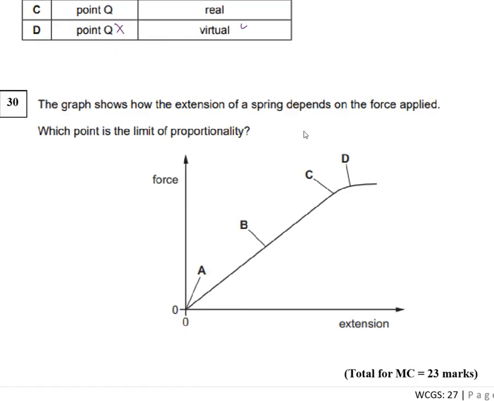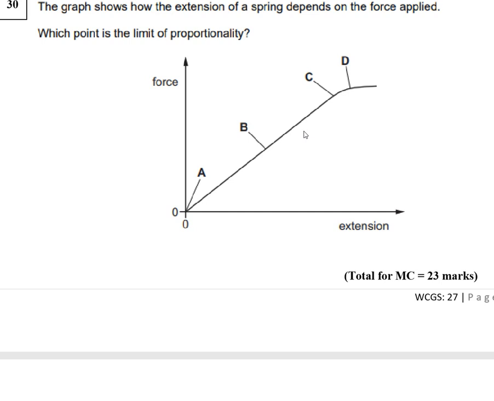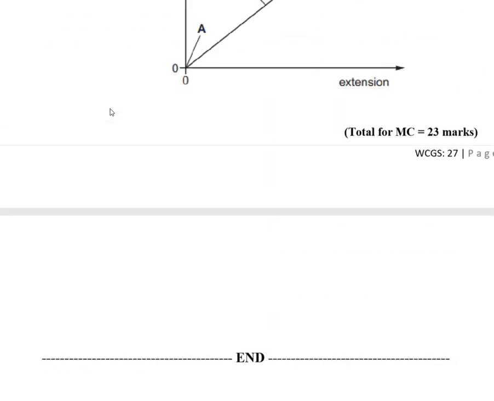Now here we go. We did this one earlier. This is the point of limit. Why? Because look at this point. Afterwards, it starts to curve. Look at that. Limit of proportionality. Okay, and that's it. That's the end, and everything else is just the equations.